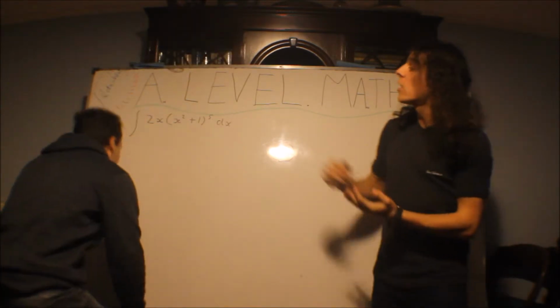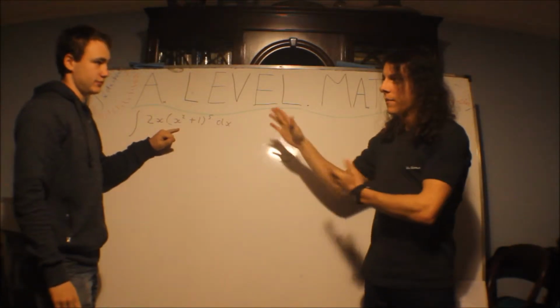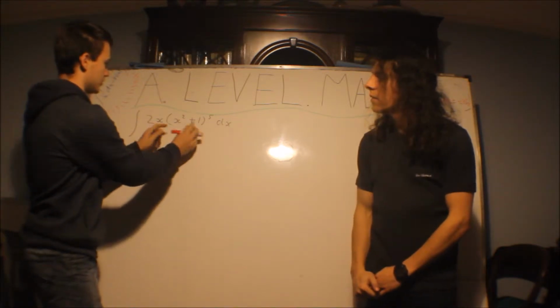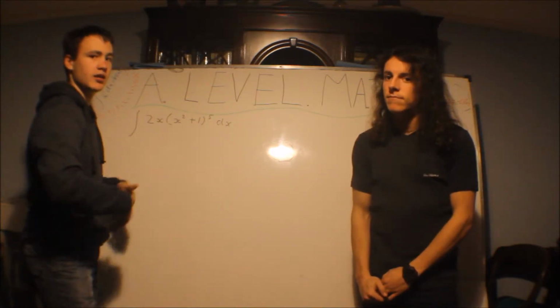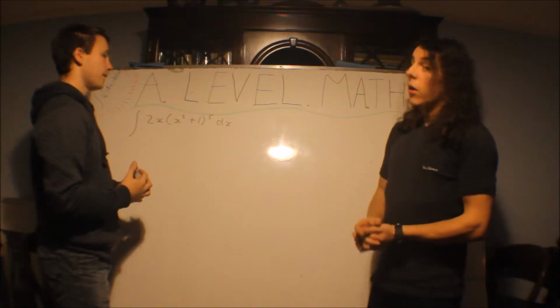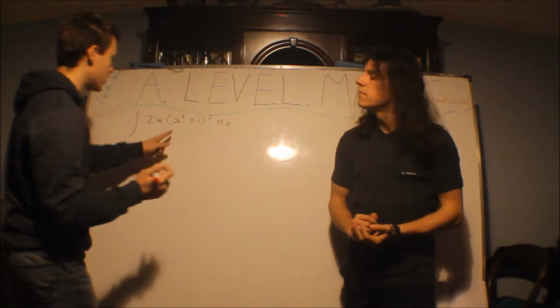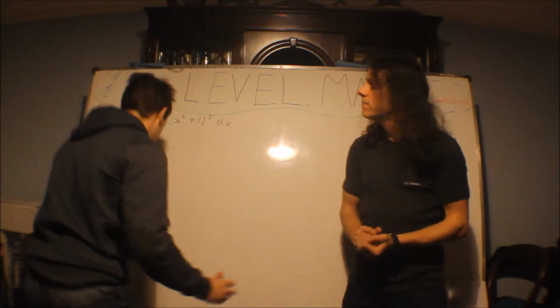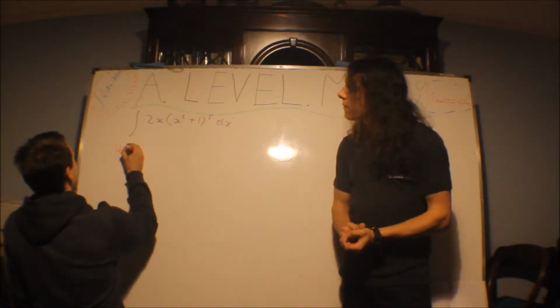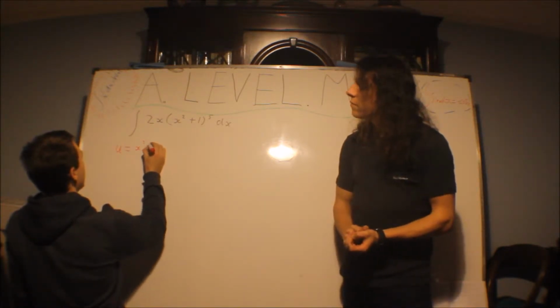So you can already see why it's based on the chain rule. It's got 2 parts, and this one's in the bracket, so it's going to be a chain rule. We start in a similar way. We make u equal to the thing in the bracket. So we can say u equals x squared plus 1.